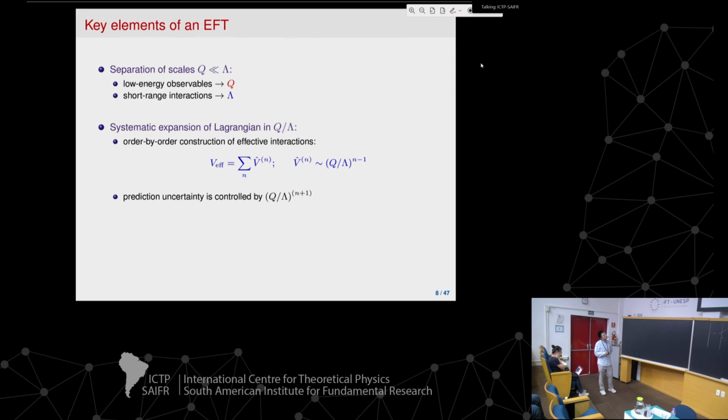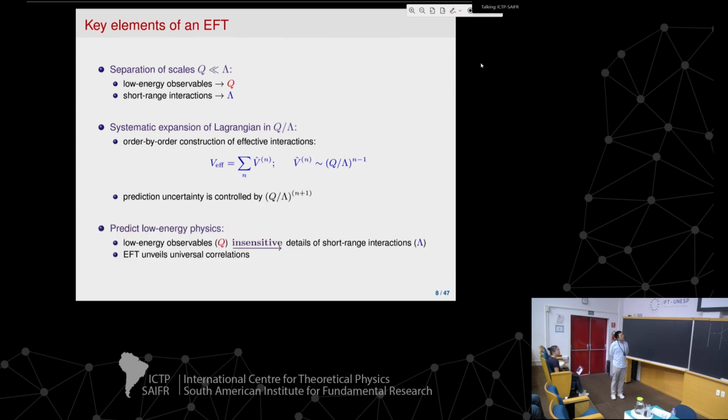You can do this order by order, constructing your potentials. Basically, if you go to higher orders, you will have higher powers in Q over lambda. If you truncate your expansion at a certain order, say order n, then the uncertainty of your predictions is controlled by the missing terms in your expansion, so terms at order Q over lambda to the power n plus 1. This gives you an estimate of the uncertainty of your calculations truncated at certain EFT orders.